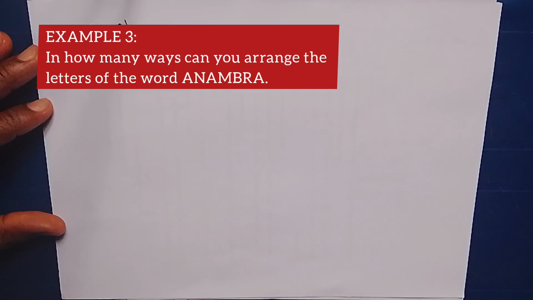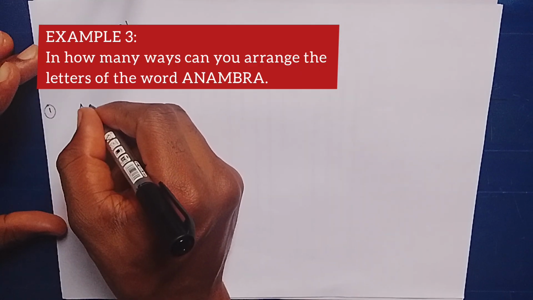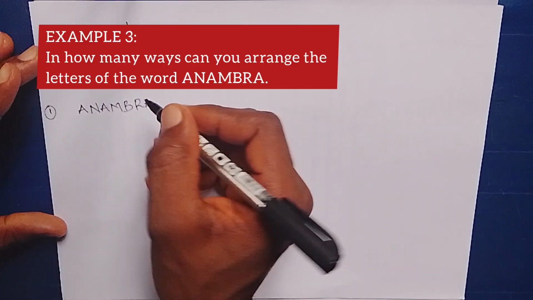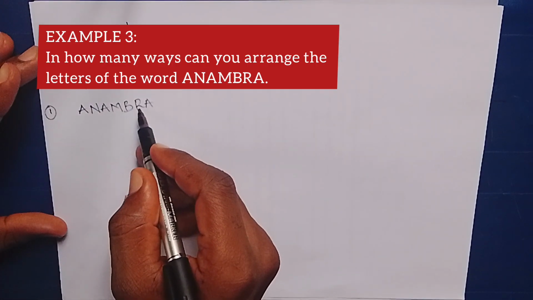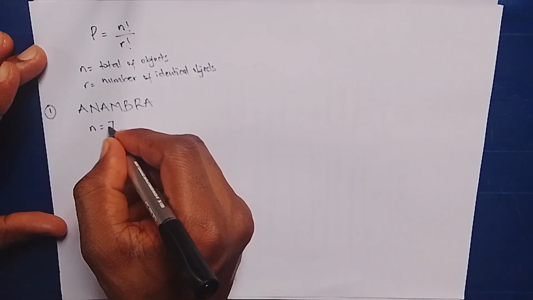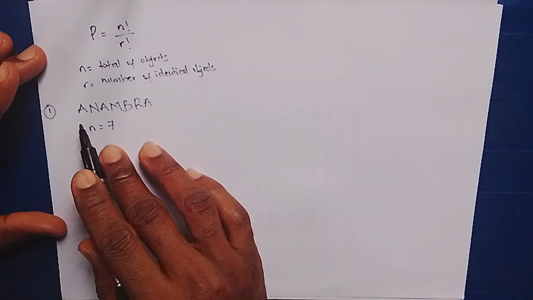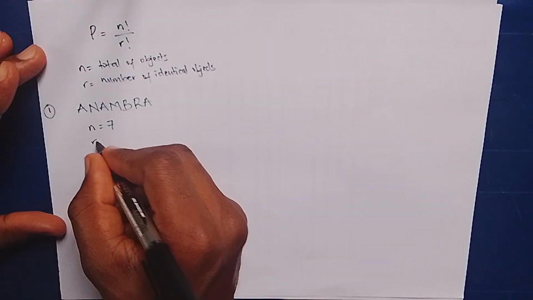Example 1. In how many ways can you arrange the word Anambra? The word given is Anambra. How many letters are here? We have 1, 2, 3, 4, 5, 6, 7. n is equal to 7. How many identical letters do we have? 3. That's just our A. We have 3 A's: 1, 2, 3. So r is equal to 3.